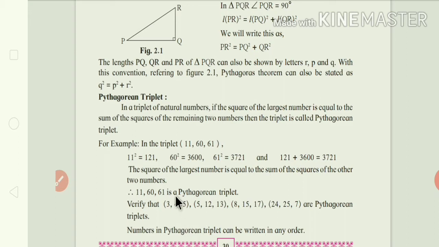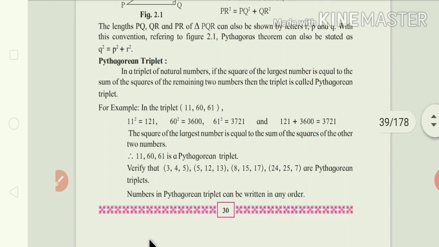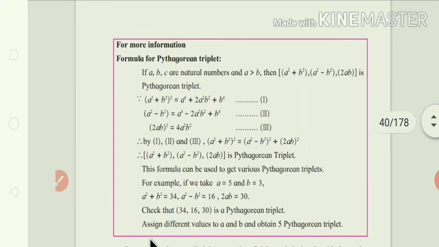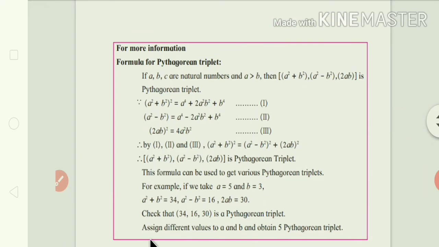and hence 11, 60 and 61 is also a Pythagorean triplet. So students, we should solve these three or four triplets in our homework notebook. So the next point, the formula for the Pythagorean triplets.